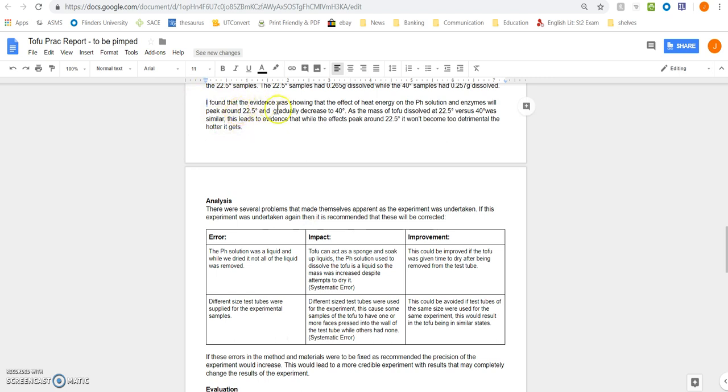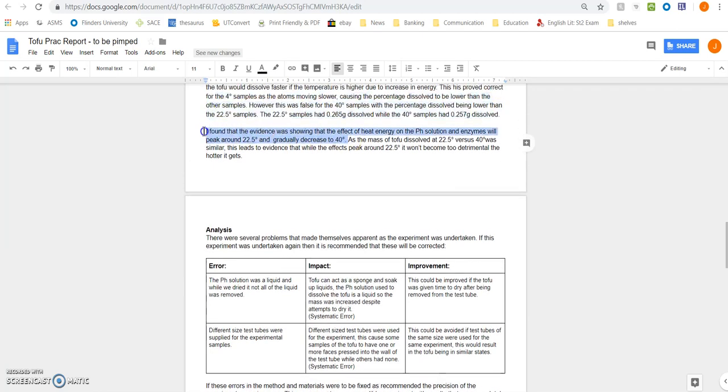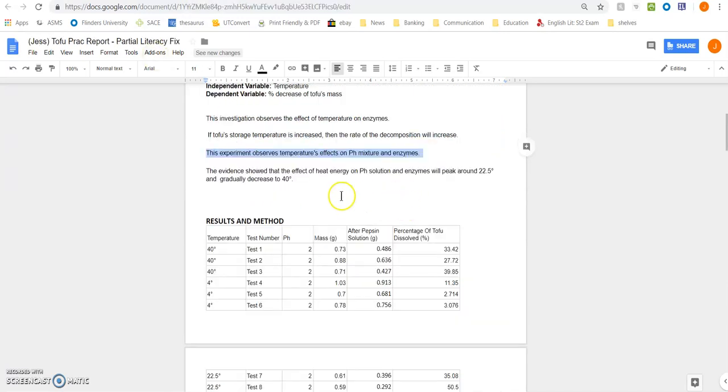"I found that the evidence was showing that the effect of heat energy on the pH solution and enzymes will peak around 22.5 degrees and gradually decrease to 40 degrees." Oh my God. There's a few things that we can fix in this sentence. First of all, let's fix the "I". Again, the fact that the personal pronoun is in there is totally diluting the validity of this data because it's making it sound like it's an opinion. We don't want to hear about it. We don't want to hear about you. Let's use this.